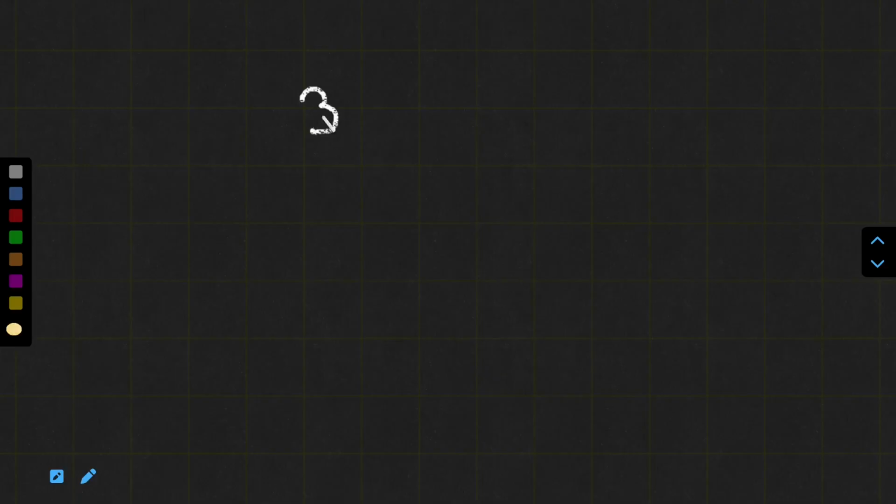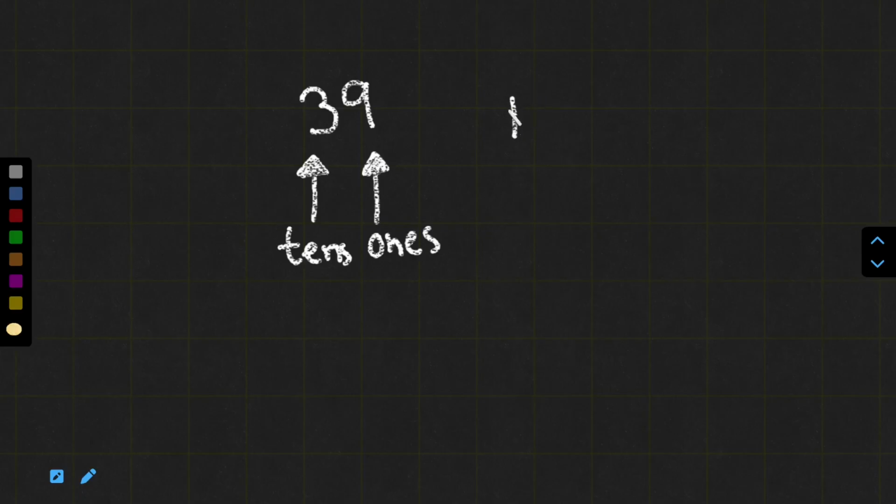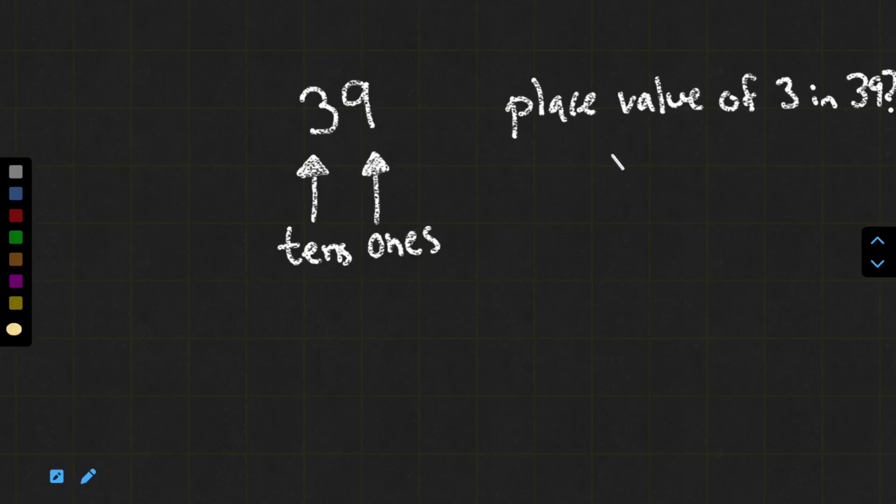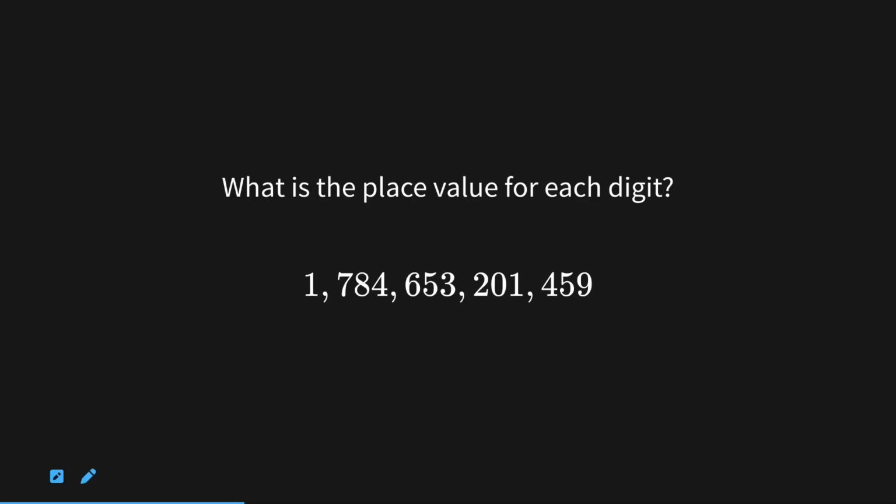We can see that if we write down 39, 9 is in the ones place. Meanwhile, the 3 over here in 39 is in the tens place. So if I ask you the place value of the 3 in 39, then we will say the place value of 3 in 39 is the tens place, as we have 3 tens. Let's take a look at another example.